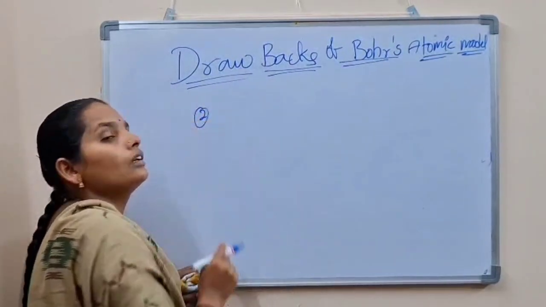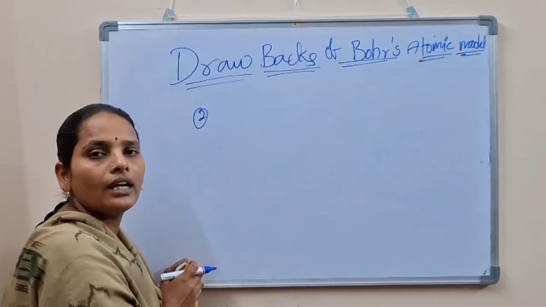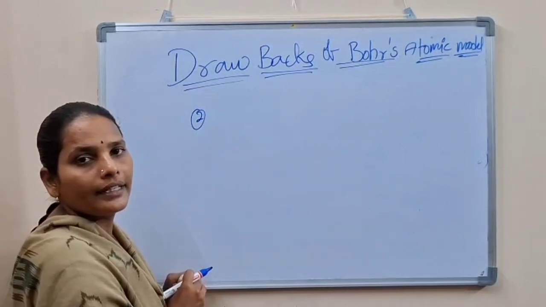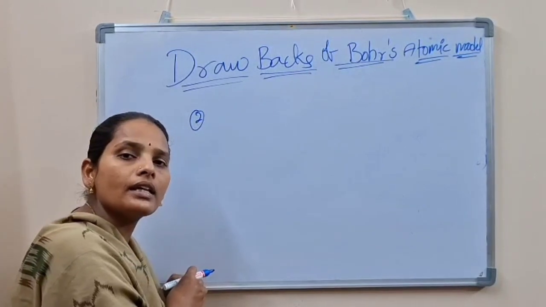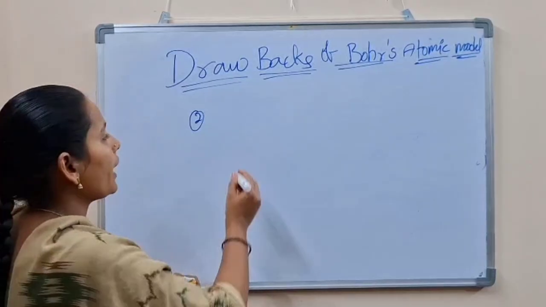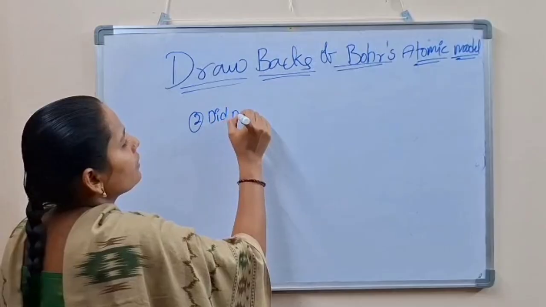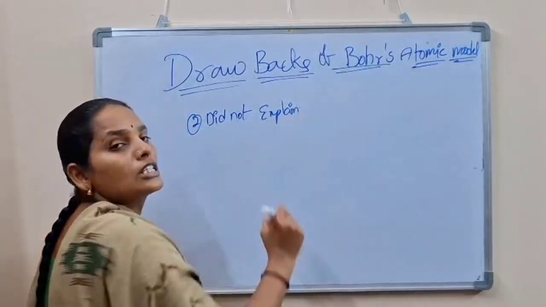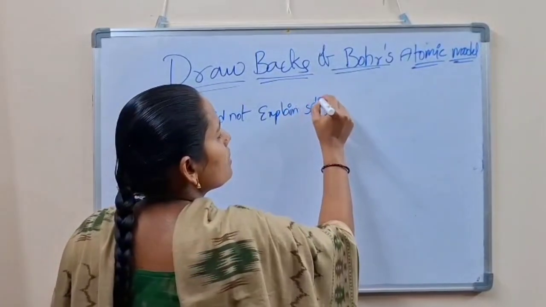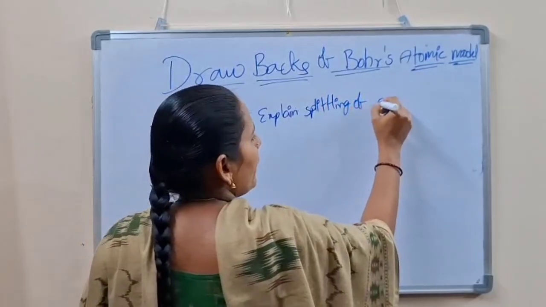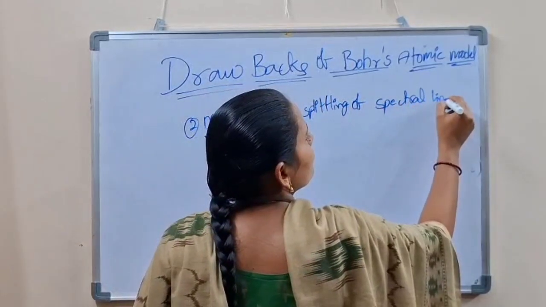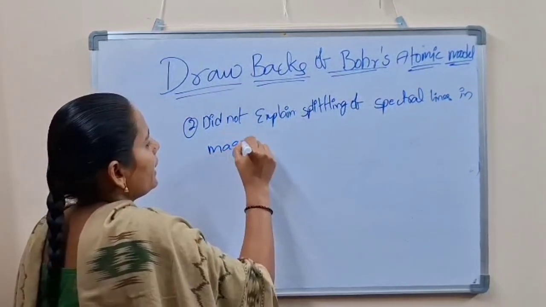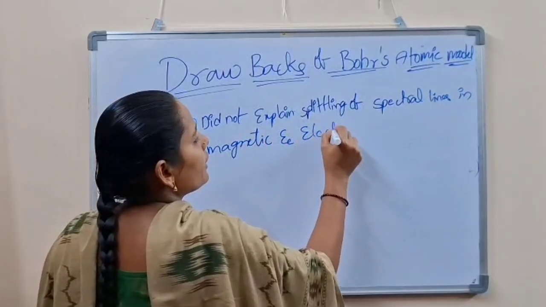Next, the second one. Bohr's theory did not explain the splitting of spectral lines in electric field and magnetic field.